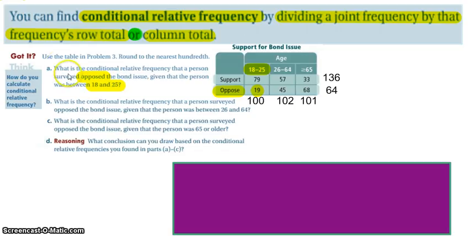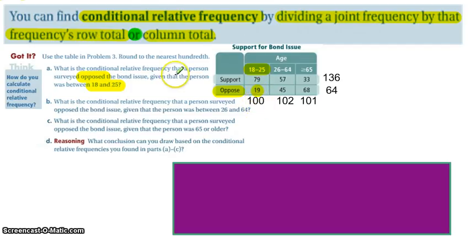So then when we think about the conditional relative frequency that a person surveyed opposed, we look at our opposed row here, and then was between 18 and 25, so we use that column. So to find the conditional relative frequency, we'll take this 19 and divide it by 100.